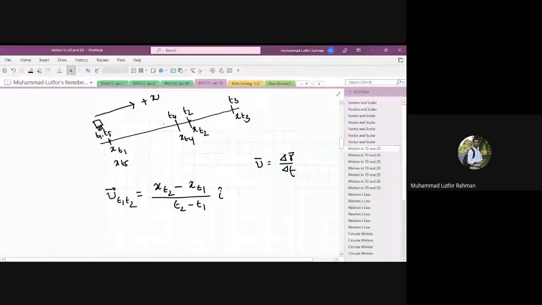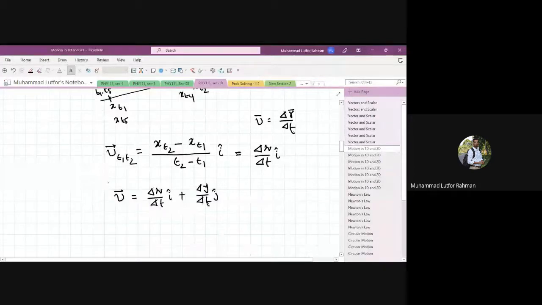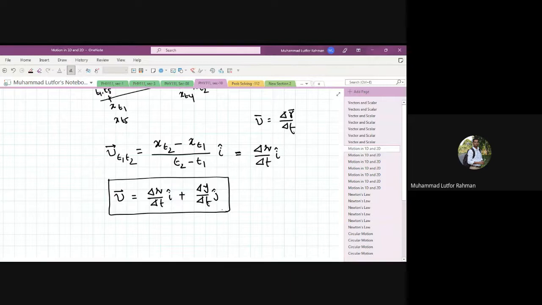In short form, we write this as del x over del t i hat for the one-dimensional case. If it is a two-dimensional case, then we write the average velocity as del x over del t i hat plus del y over del t j hat. So this would be the general formula to find the average velocity of a particle. If it is three-dimensional, you have to add one more term, del z over del t into k hat. So that's how you can find the average velocity.